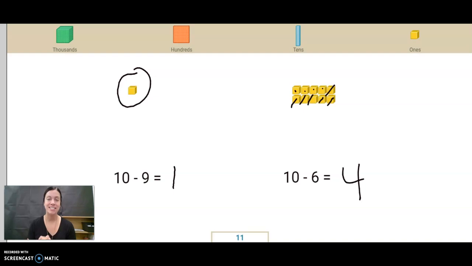All right, mathematicians, that was the start with 10 strategy for subtraction, and now it is your time to practice this strategy a little bit more with some of the activities that your teacher has for you.